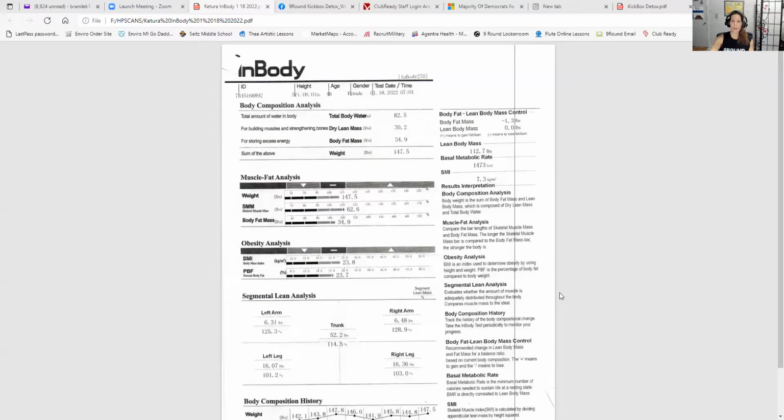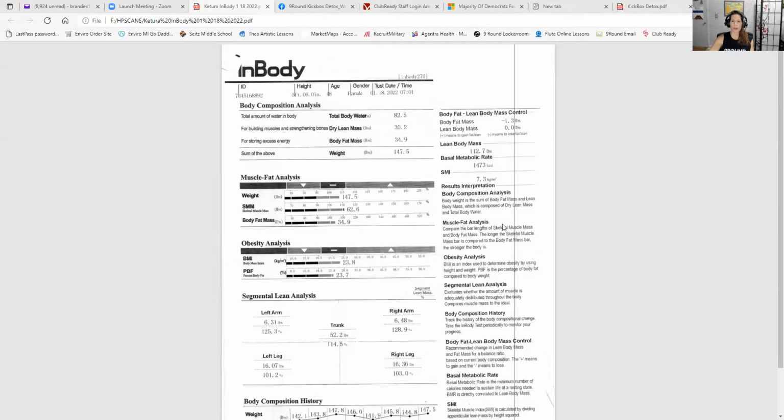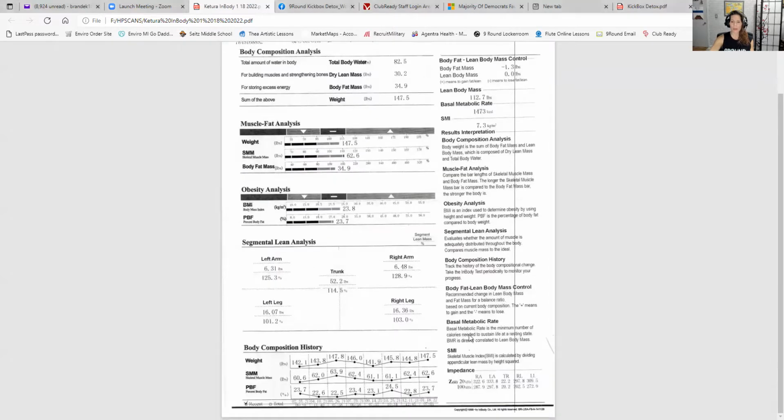So here's my InBody. Now we normally talk a lot about this side of the sheet: the body comp, the muscle fat analysis, the obesity analysis, segmental lean analysis, and the body comp history. But where we're going to start is just in this little area up here, the basal metabolic rate. And down here, it gives a little bit of a lead into what that basal metabolic rate is all about. So basal metabolic rate is the minimum number of calories needed to sustain life at a resting state. From now on, I'm going to call it BMR.